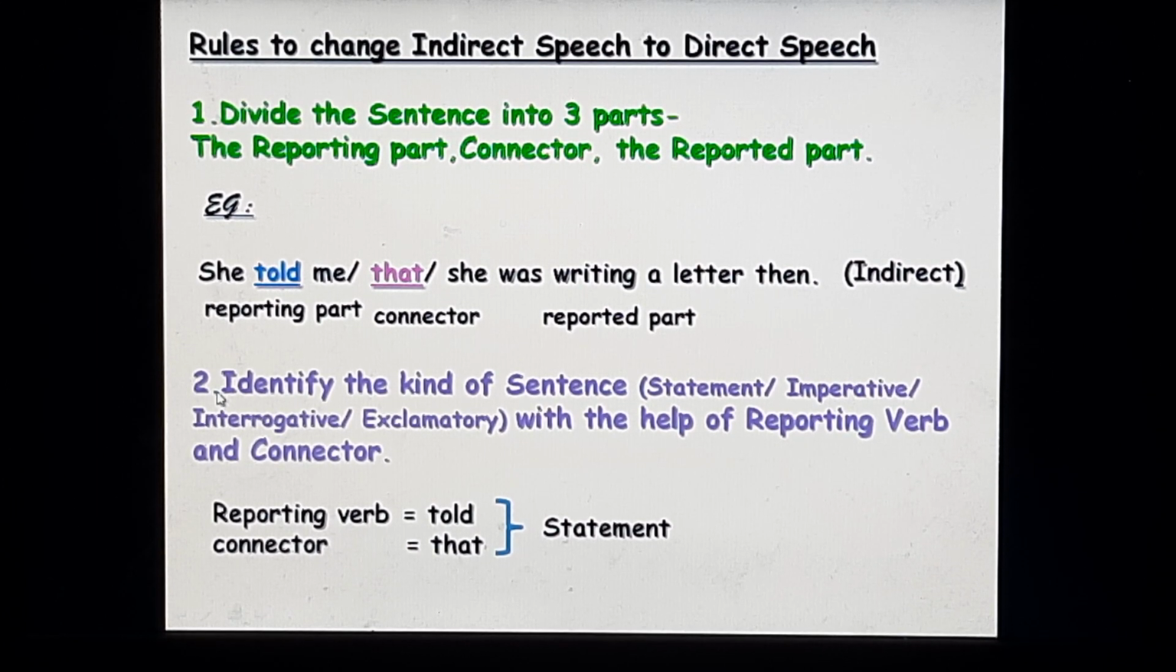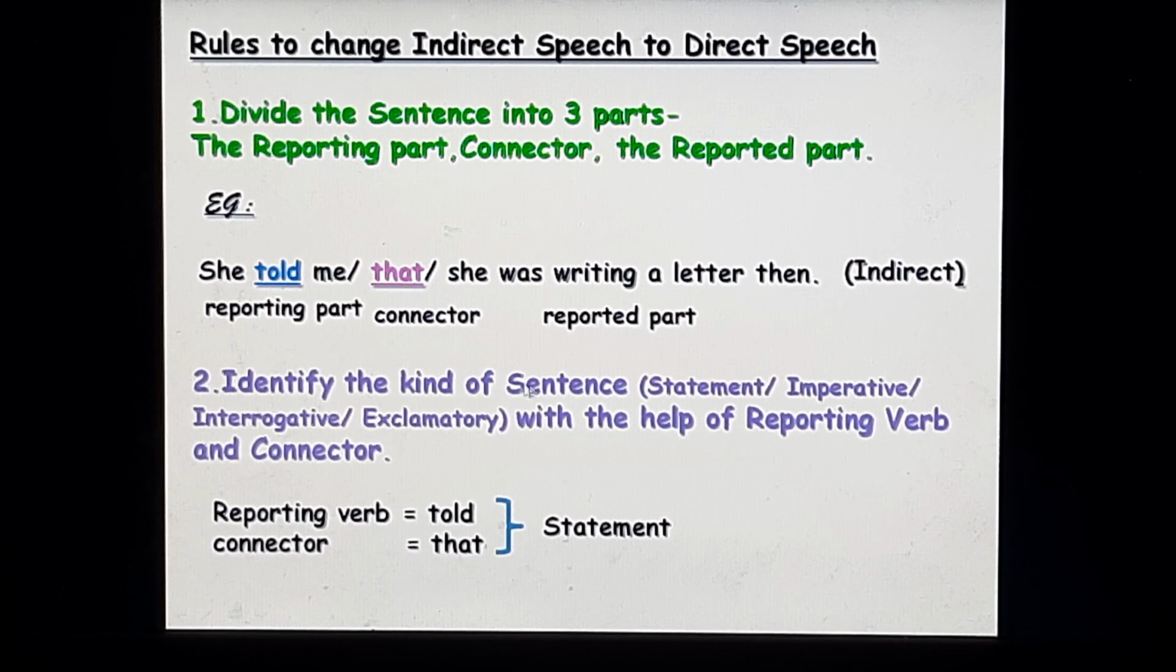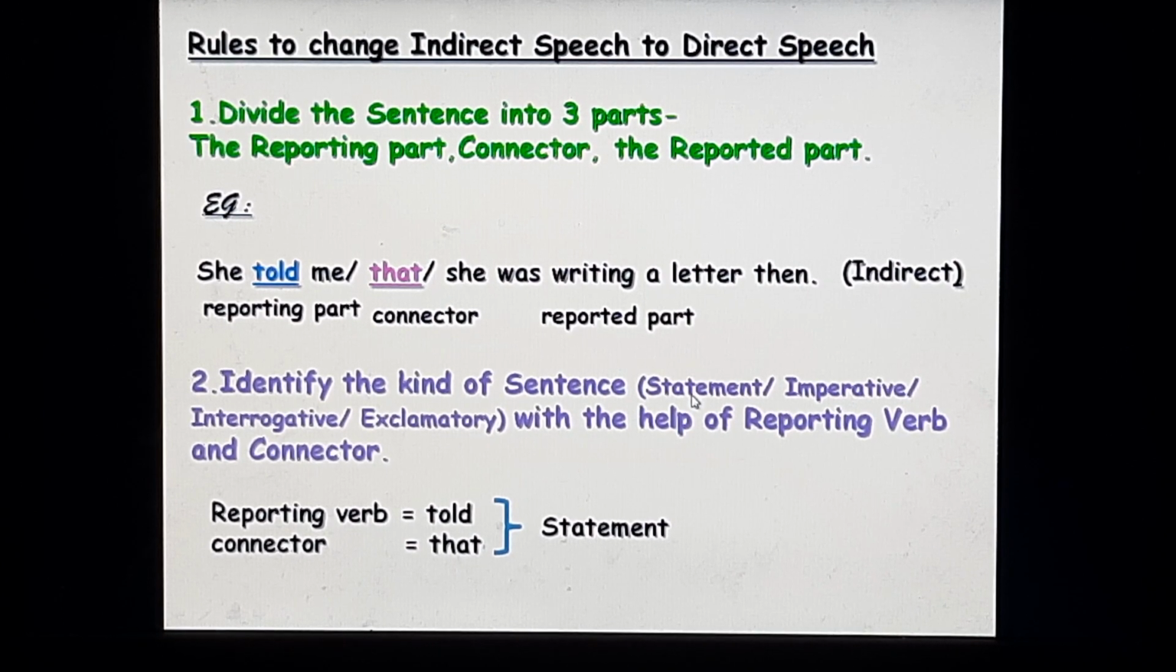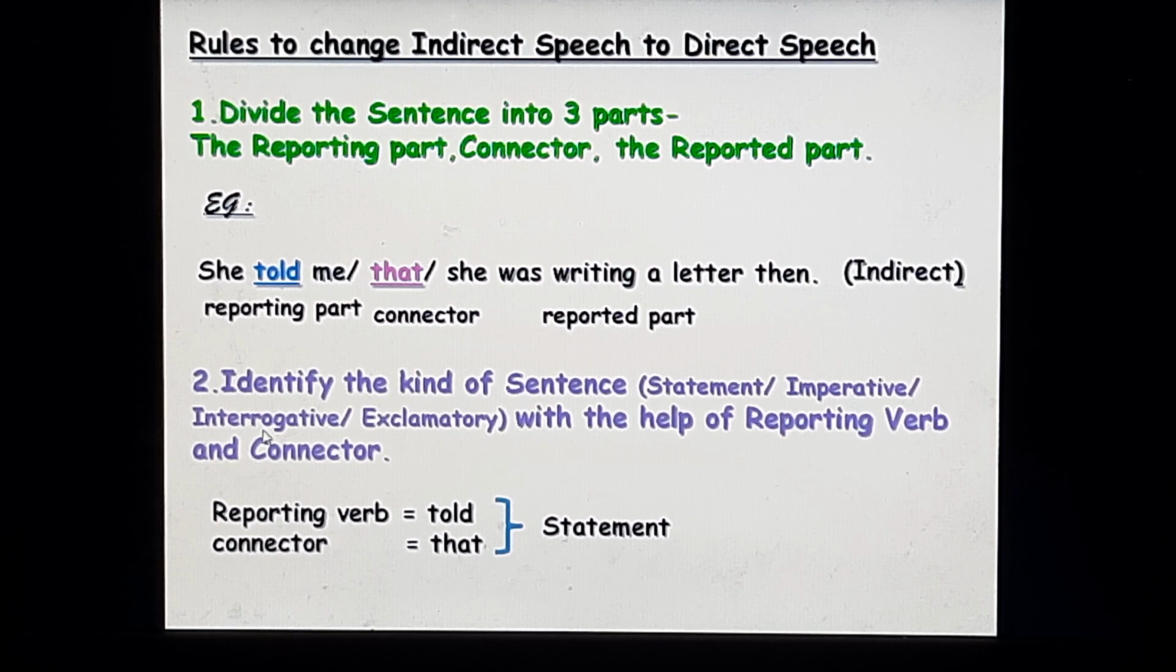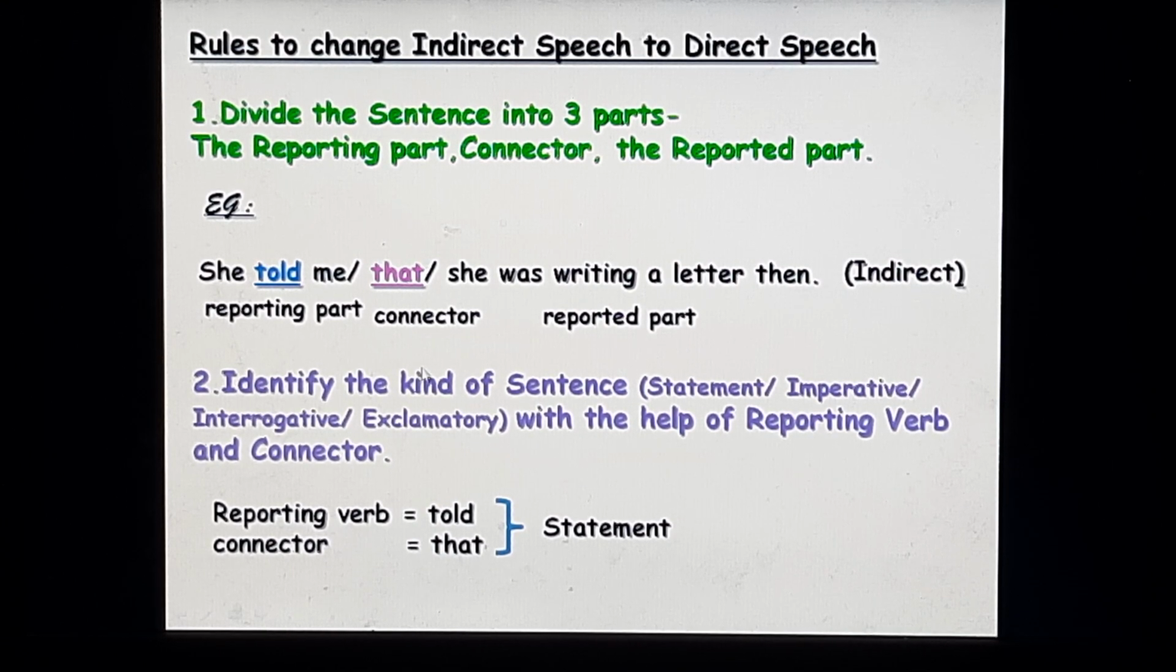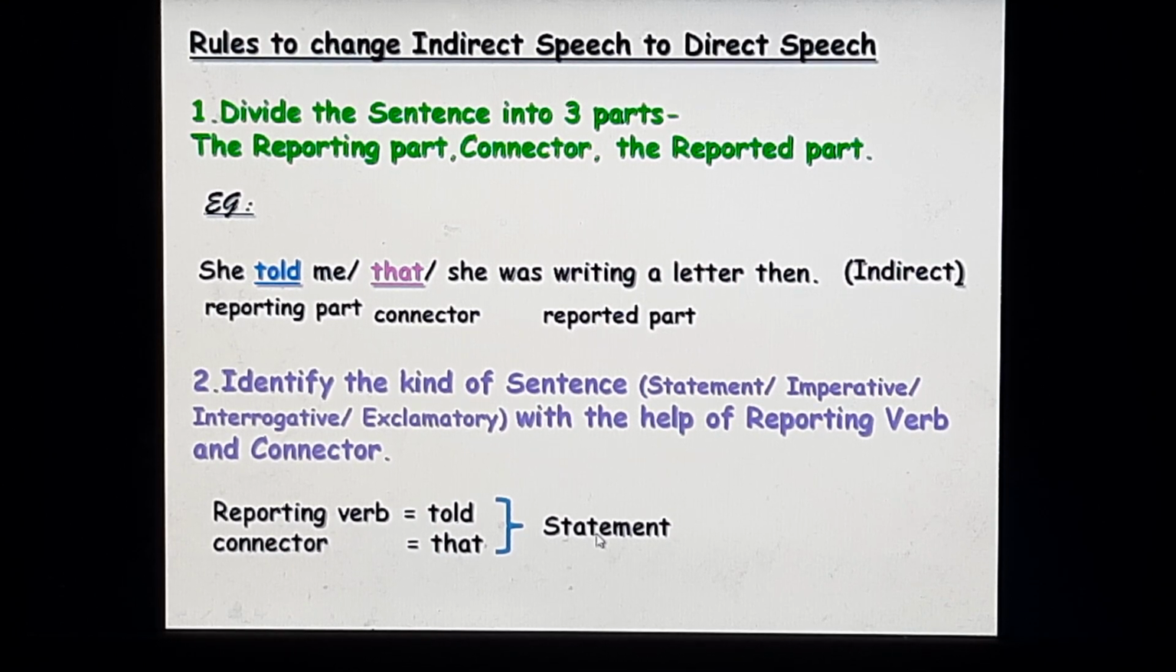Now the second thing that you have to do is identify the kind of sentence, whether it is a statement or imperative or interrogative or an exclamatory sentence, with the help of the reporting verb and connector. So first you must come to the reporting part here. Find out the reporting verb. Told is your reporting verb and the connector is that. So the reporting verb and the connector will tell you that the sentence is a statement.